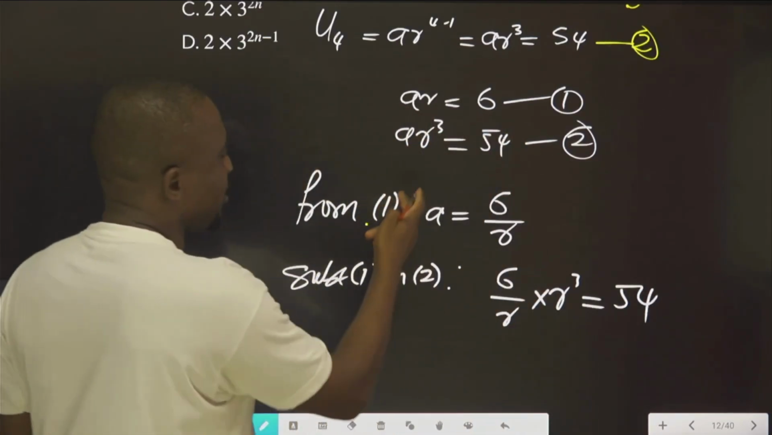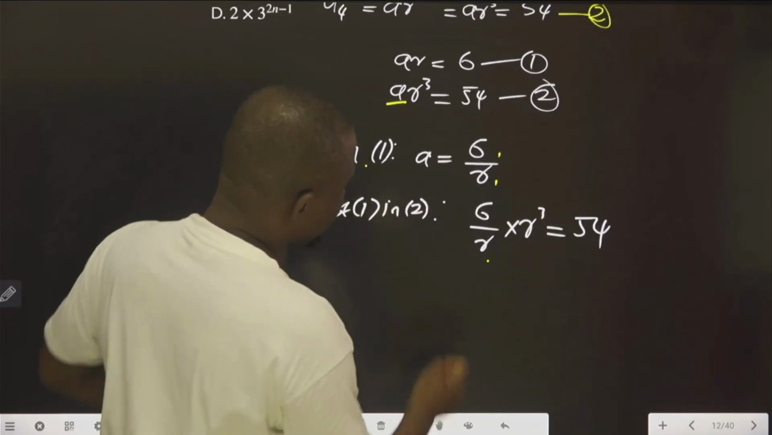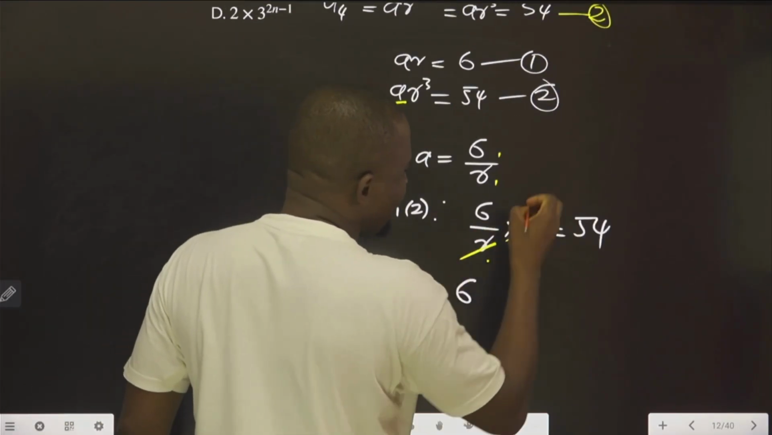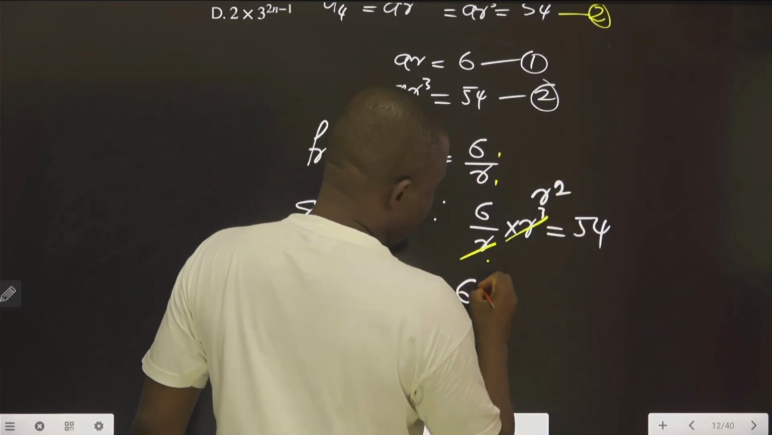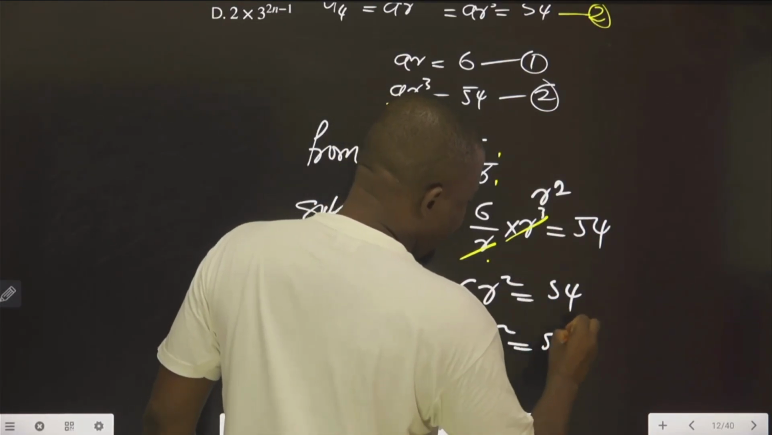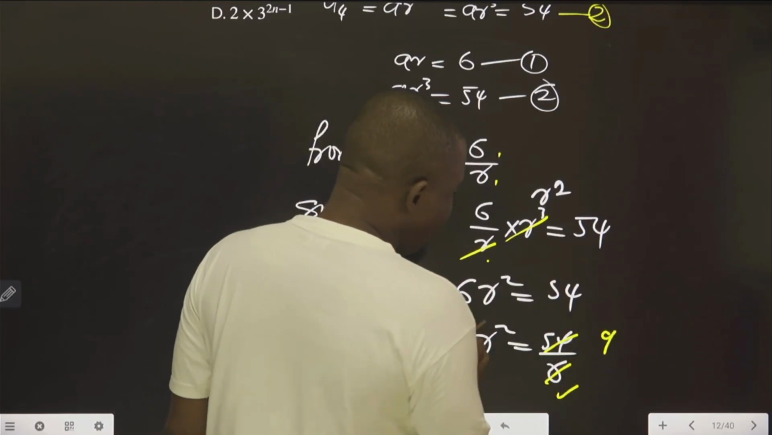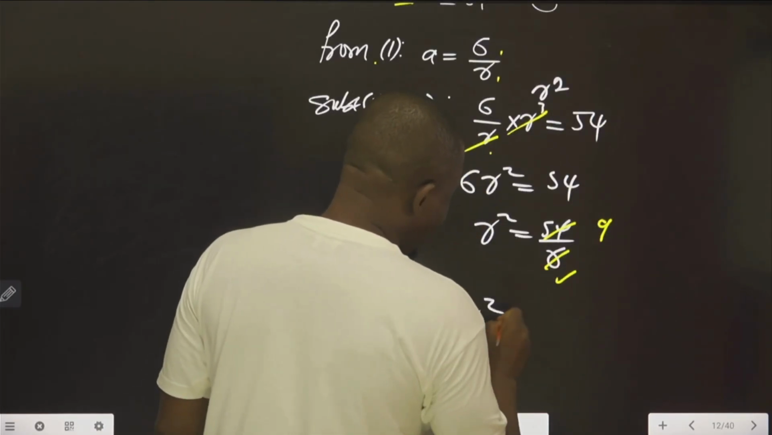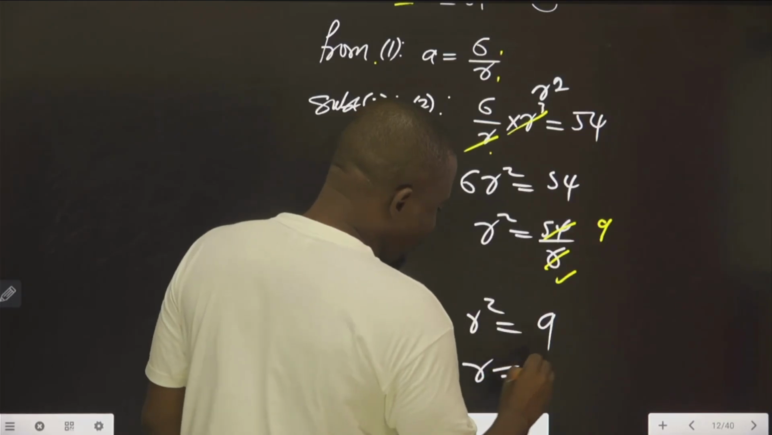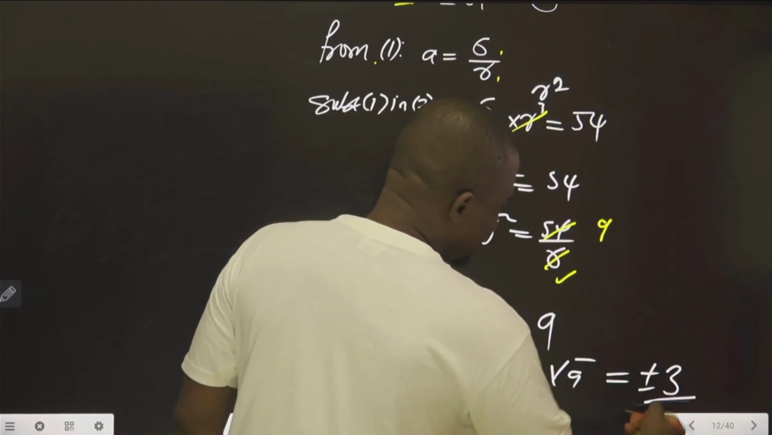As you can see here, we remove this and put this because we are substituting. This is therefore 6, which gives us R raised to power 2. R raised to power 2 equals 54. This equals 54 over 6. Here 1, here 9. Okay? So we have this now as equal to 9. R therefore is the square root of 9, which is plus or minus 3.